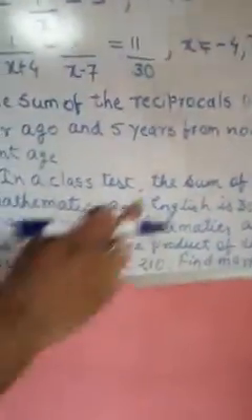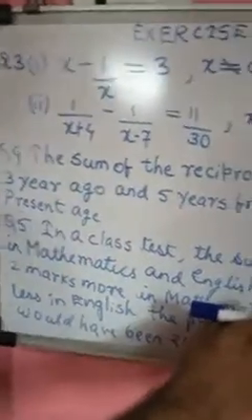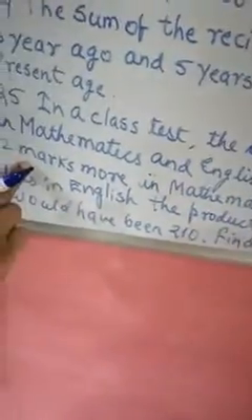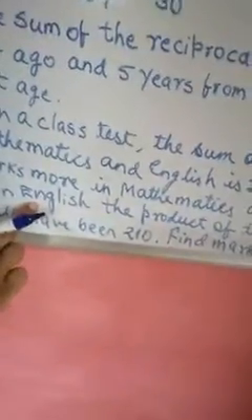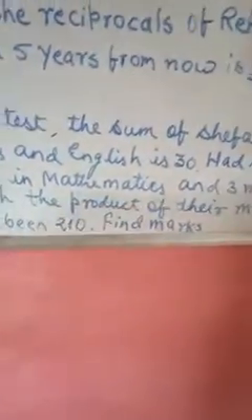Means in the class test, if we add English and mathematics marks, then it is 30. And if we add 2 marks in mathematics and subtract 3 marks in English, then when we multiply the numbers, it will be 210. So we'll take question number 5.